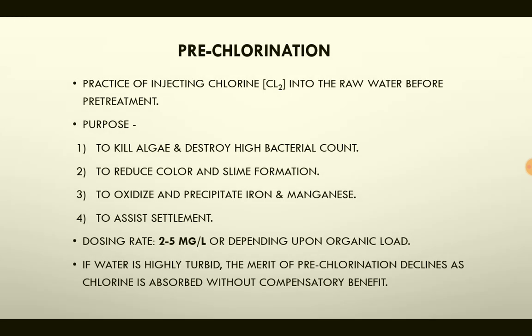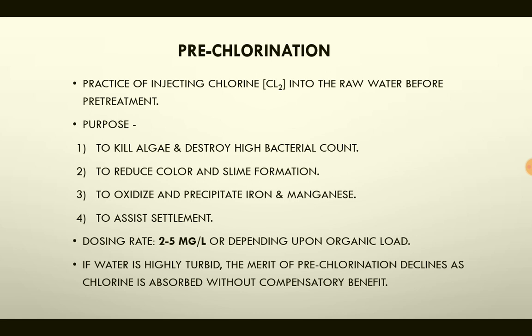Now let us see pre-chlorination in detail. As the name itself is suggestive, pre-chlorination is adding chlorine at the very initial stage of water treatment. It is the practice of injecting chlorine into the raw water before pre-treatment. The purpose of pre-chlorination is to kill the algae and destroy high bacterial count, that is microorganisms, to reduce color and slime formation, to oxidize and precipitate iron and manganese, and to assist settlement, because it is observed that pre-chlorination facilitates coagulation and sedimentation downstream.